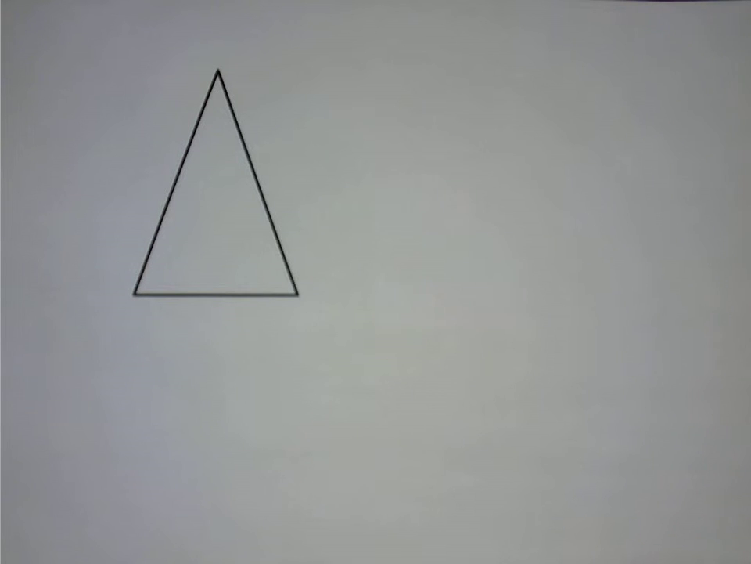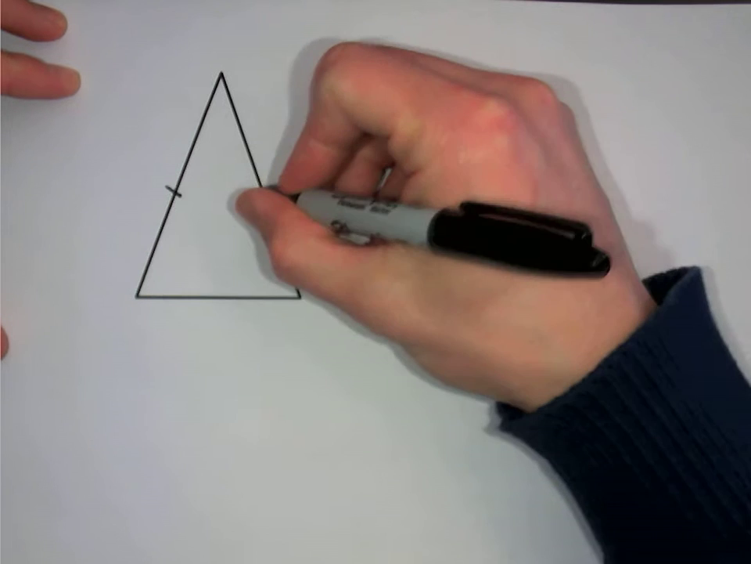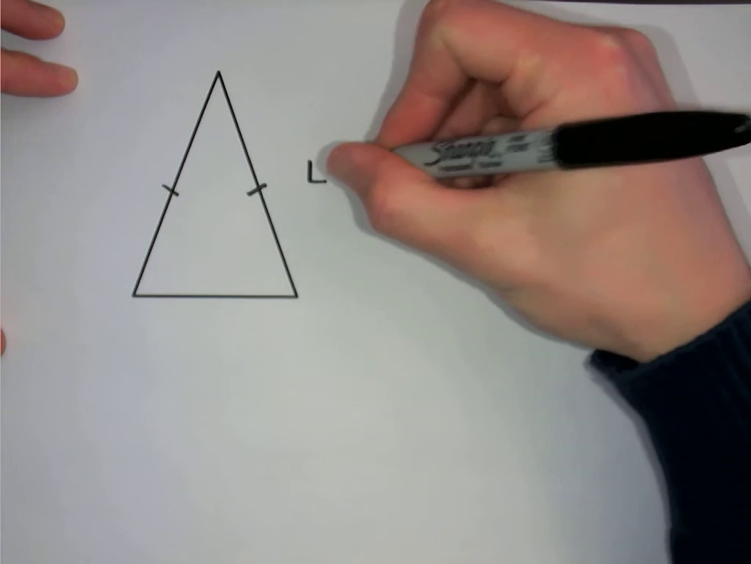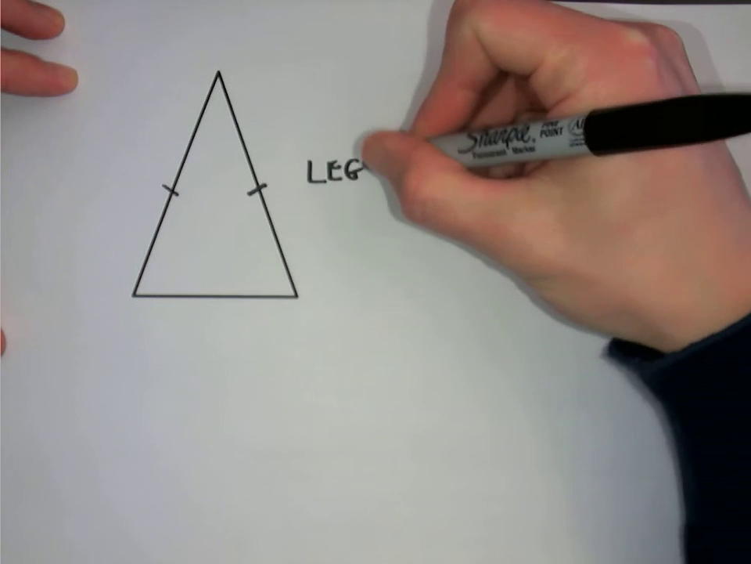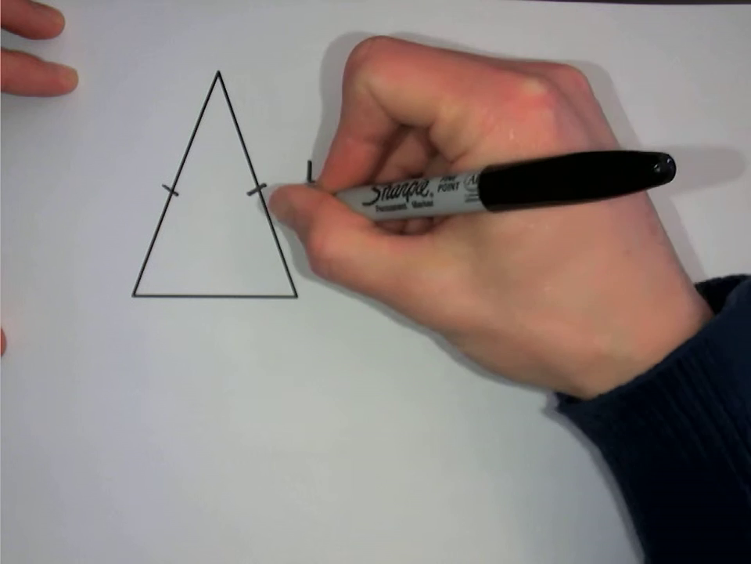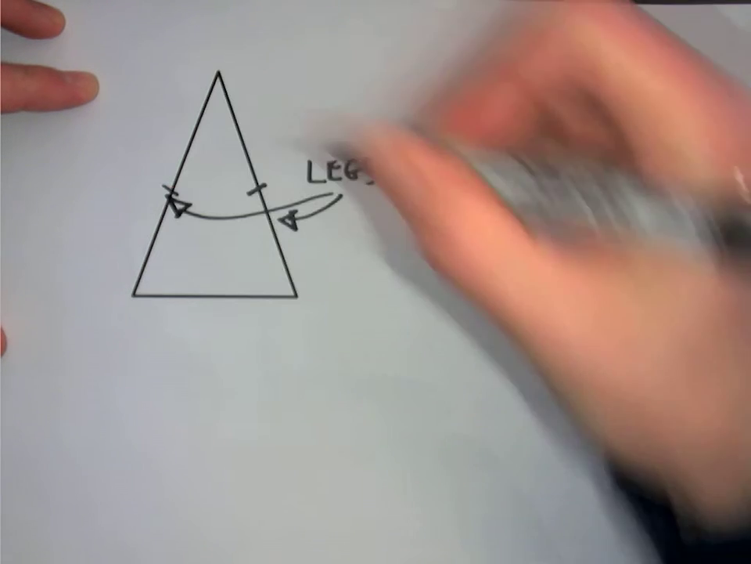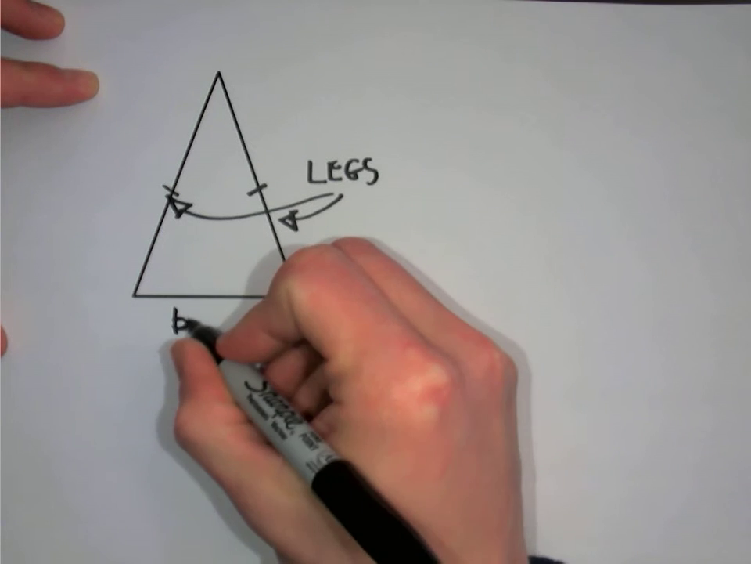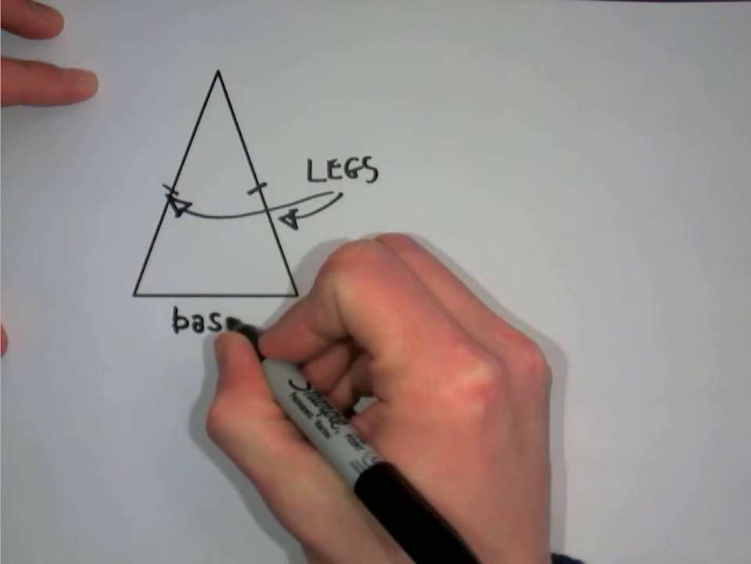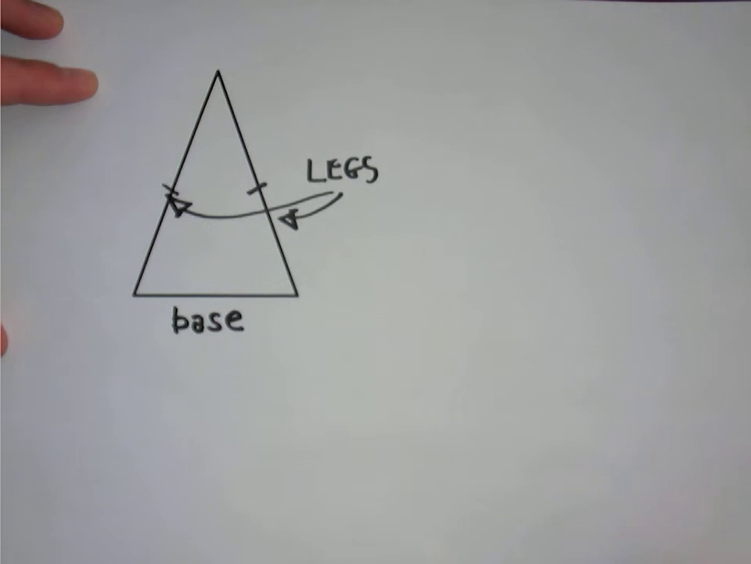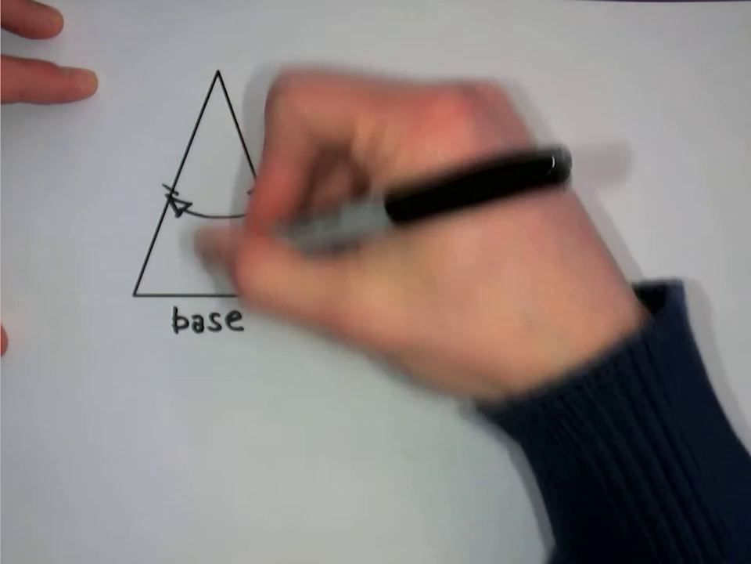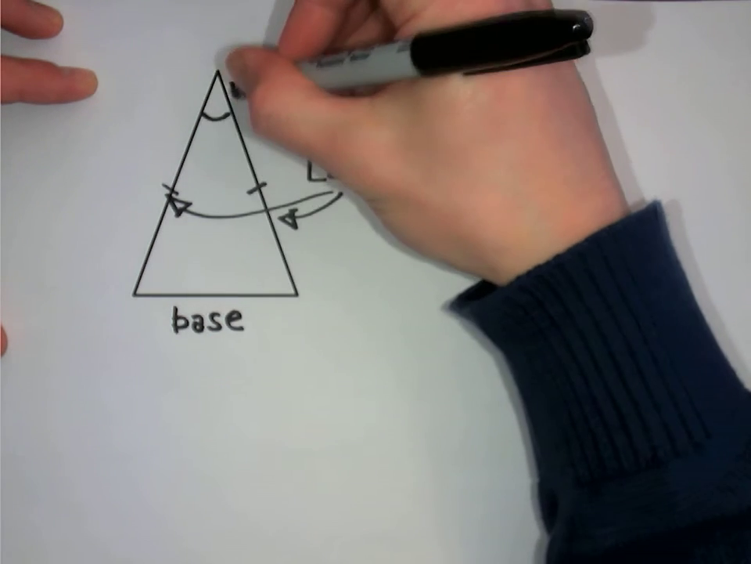An isosceles triangle is a triangle with two congruent sides. Those two congruent sides are called legs. The third side of an isosceles triangle, or the non-congruent side, is called the base. As far as angles go, the angle opposite of the base is called the vertex angle.